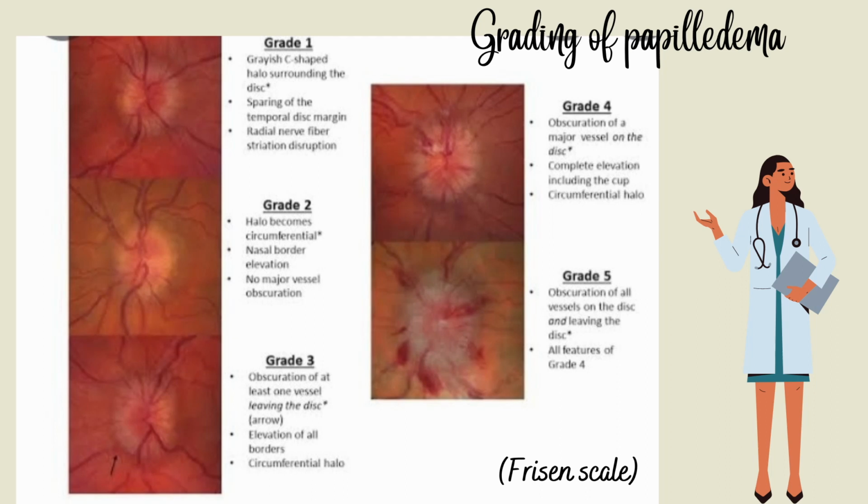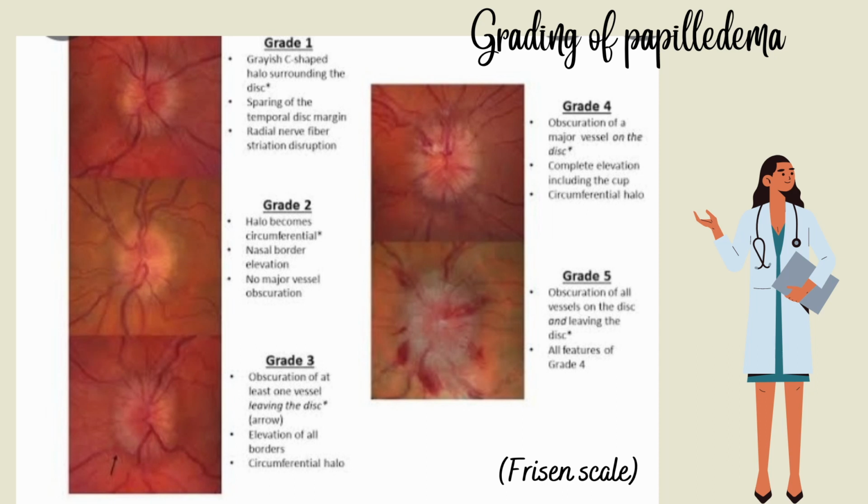Then next is grading of papilledema. This grading is as per the Frisén scale. There are 5 grades of papilledema. We will discuss them one by one. So first is grade 1. Under grade 1, you can see a C-shaped halo around the optic disc. This is a C-shaped halo. In grade 2, that halo will become circumferential. That C shape will become circumferential.